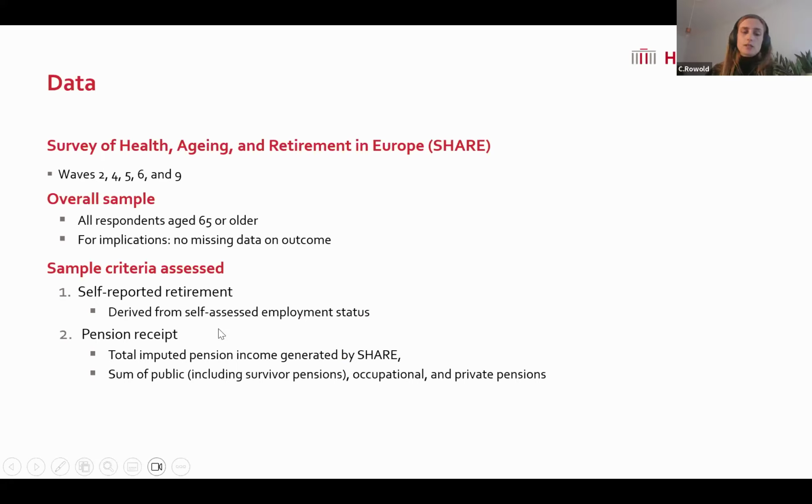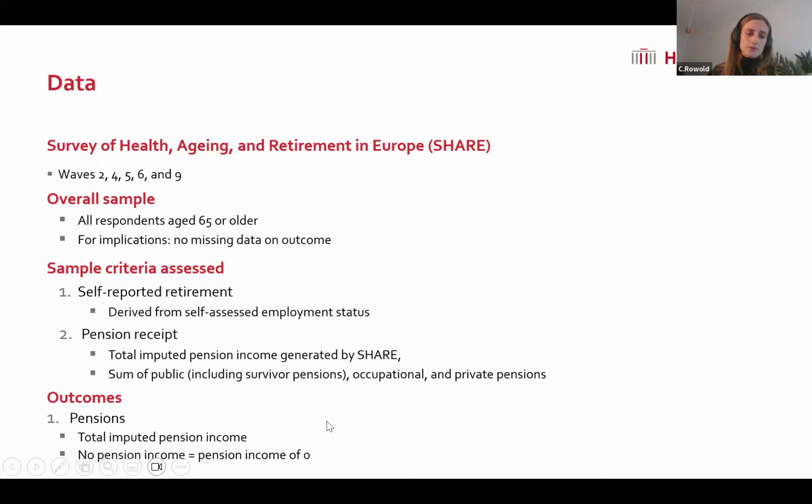And the second one is including basically everyone who receives pensions. And here I use the total imputed pension income that is actually generated by the SHARE team. This is then the sum of public, occupational, and private pensions. And lastly, to look at the implications very briefly, I look at also total imputed pension income. Here I include those who do not receive any pensions with a pension income of 0.